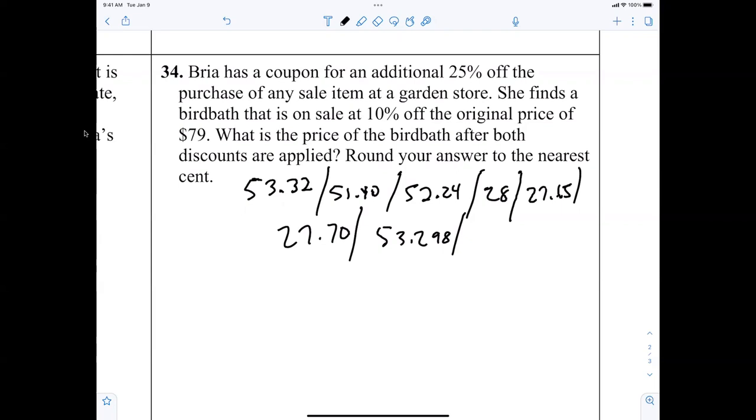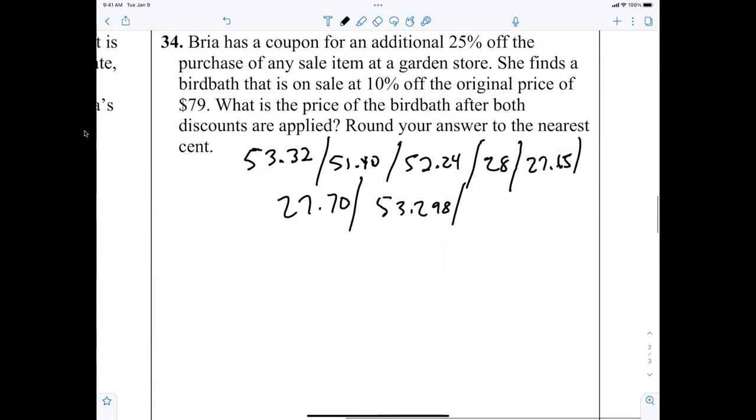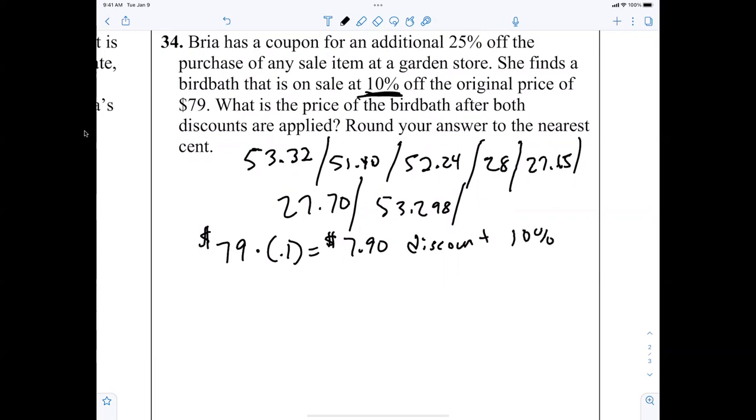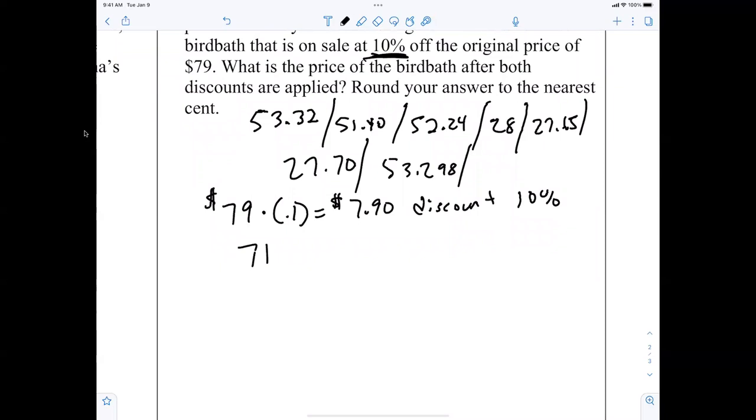In this case, she finds a bird bath that is on sale 10% off. So how do I find 10%? You move the decimal over. So I'm going to multiply 79 times what? Point one, yes, times 0.1. And what is that? $7.90. That's my discount, you're discounting it 10%. So what's the price with just the 10% off? Do it right now. 79 minus $7.90. $71.10. Yes, thank you.